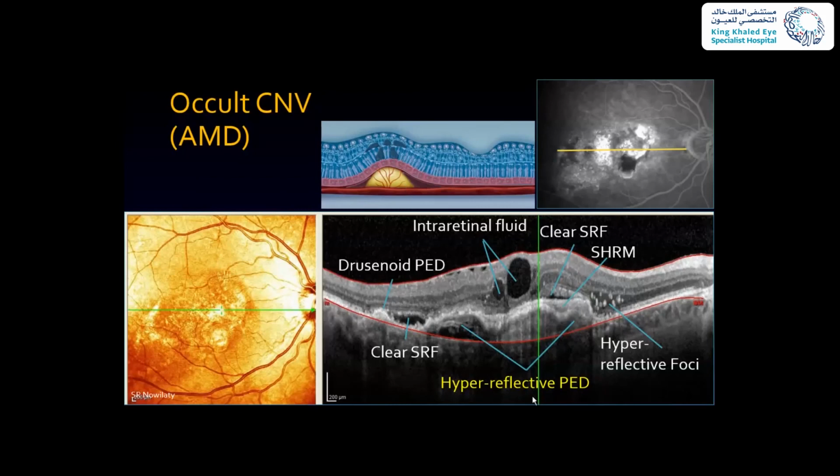Okay? And here's an example of an occult membrane. Here's the RPE, and if you notice, the RPE elevates and becomes corrugated like this, and here is the membrane under it, this hyperreflective stuff that you see under it. Just on top of the RPE, between the RPE and the neurosensory retina, is subretinal fluid.